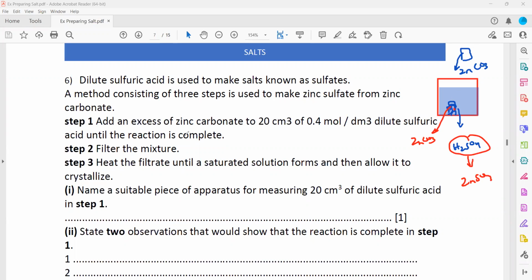We filter the mixture. Why do we filter the mixture? To remove the excess zinc carbonate. Then we heat the filtrate until we reach the point of a saturated solution, and then we allow it to cool.